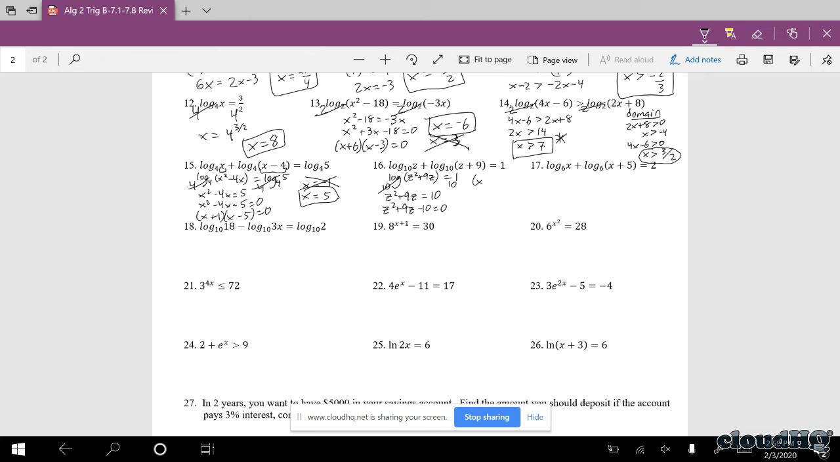Factor. Oops, that wasn't, yeah, there's these. Z plus 10, z minus 1. So I get answers of negative 10 and of positive 1. Plug in the negative 10, cancels out right away. We can't use it because you can't take a log of a negative. 1 looks like it's going to work just fine.